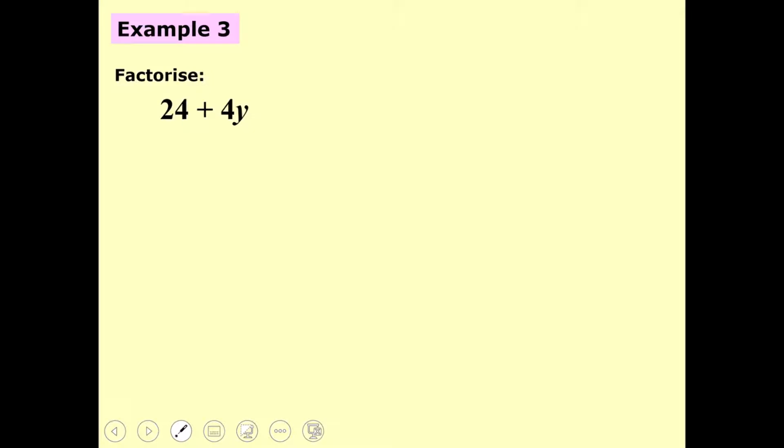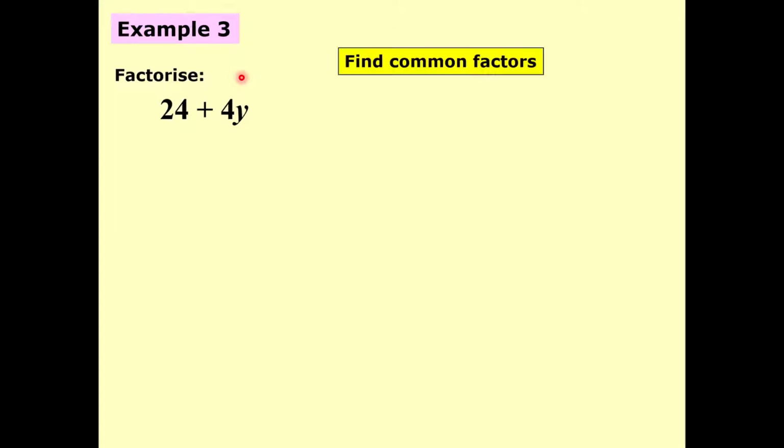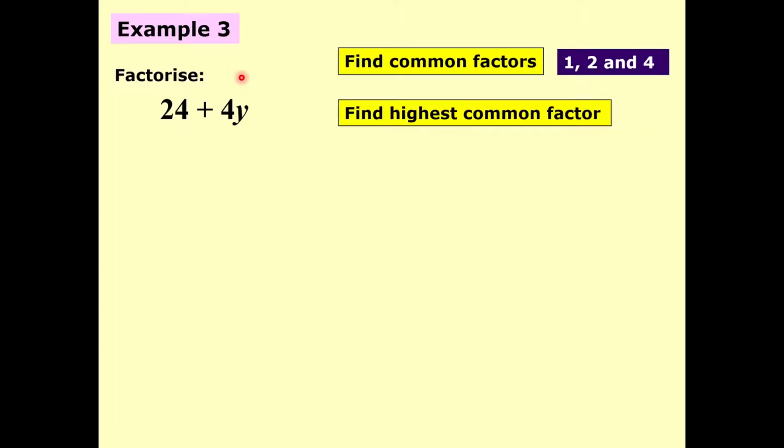Okay, third example. This time we have to factorise 24 plus 4y. You'll notice that the letter term comes second, but that's totally fine. We're just going to use the exact same process. So firstly, find the common factors. We've got 1, 2 and 4. And then what is the highest common factor? Well, it's 4, and that is what we're going to use.